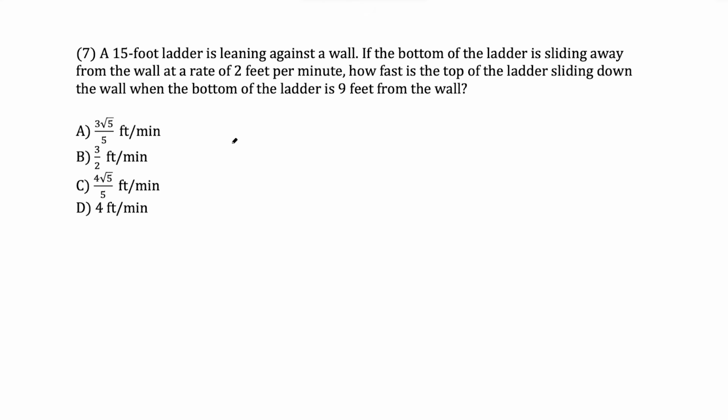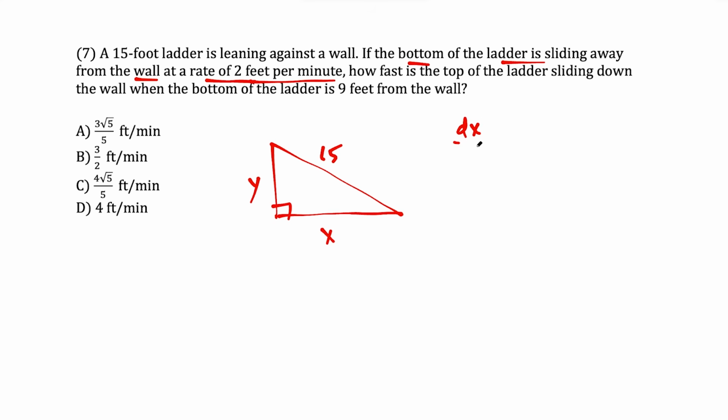Question 7, we have a ladder sliding away from a wall related rates question. So the first thing I would do is just draw this out. So I'm just going to go ahead and draw out a right triangle here. And we're told that the ladder is 15 feet. So here's the ladder, and it's leaning against the wall. So the wall I'm going to label here with the Y, and the ground I'm going to label with an X. And they're telling us that the bottom of the ladder is sliding away from the wall at a rate of 2 feet per minute. So what they just told us here was that dx/dt is equal to 2 feet per minute.